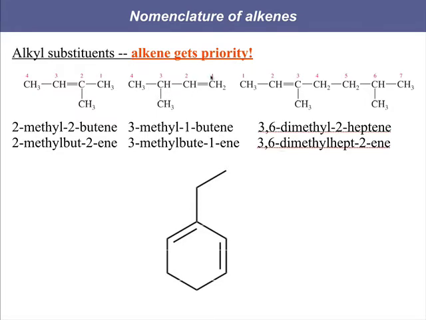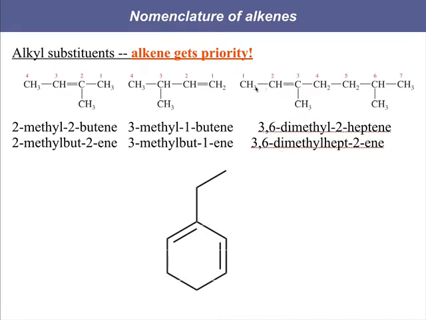the priority. We're going to number to favor the alkene over the alkyl substituent. So we're going to number it right to left so that the alkene gets the 1 and then the methyl gets the 3. So this is going to be 3-methyl-1-butene, or 3-methylbut-1-ene. There we go. 3-methylbut-1-ene.